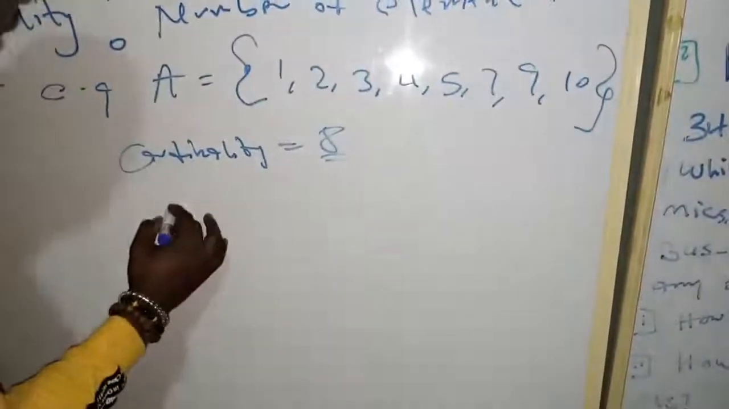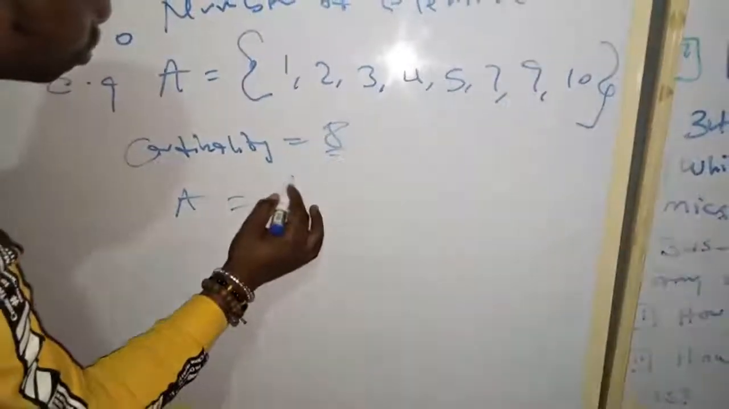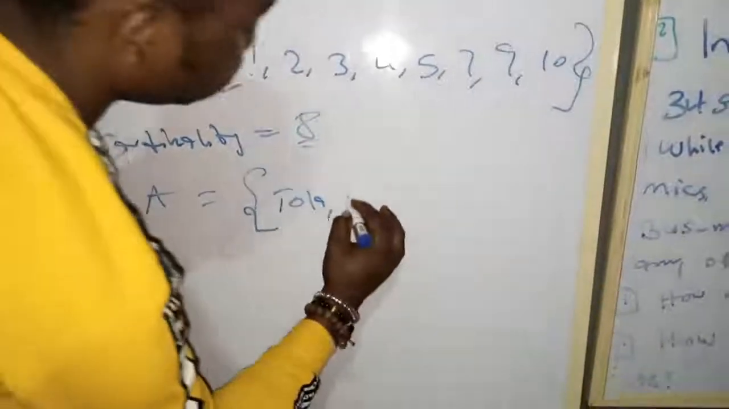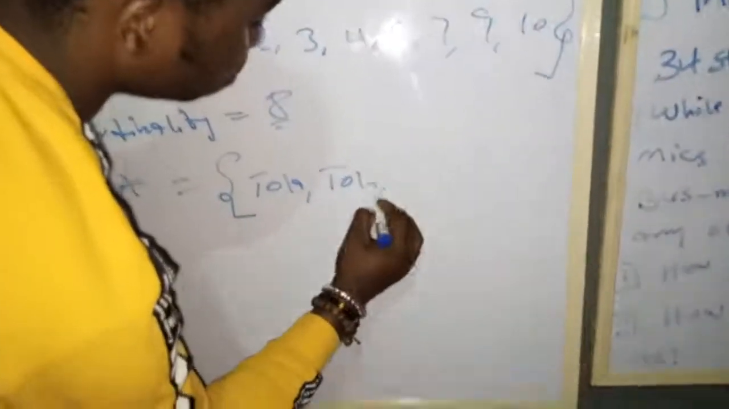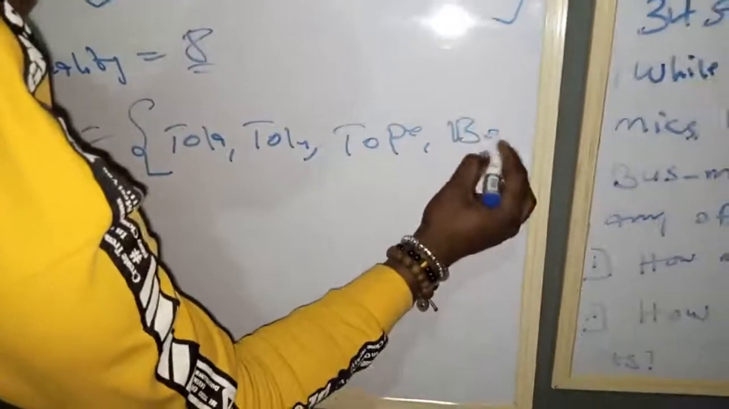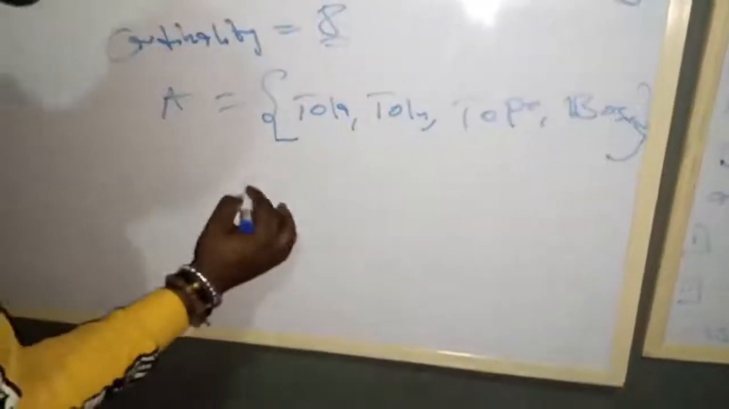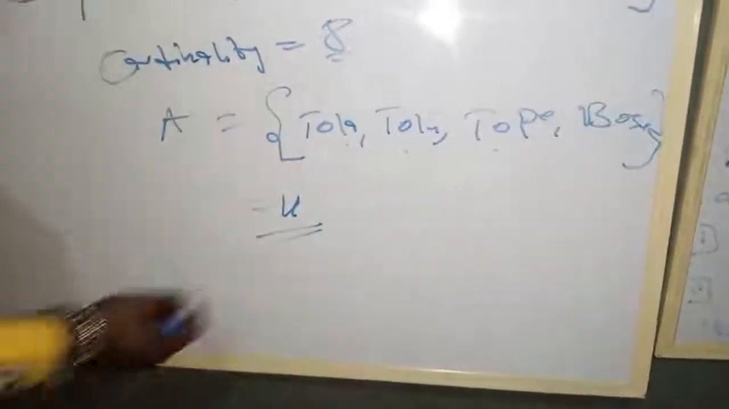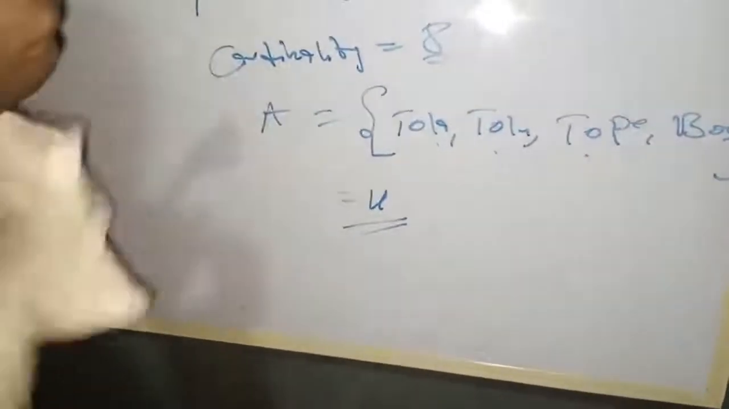Or we say A is equal to Tola, Tolu, Tope, Bose. So the cardinality will now be 1, 2, 3, 4. That is the number of elements in a given set. That is what the cardinality means.